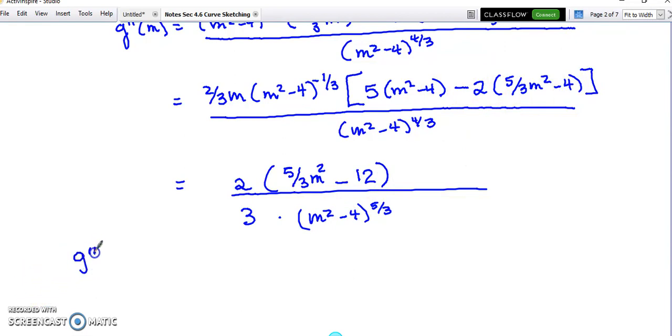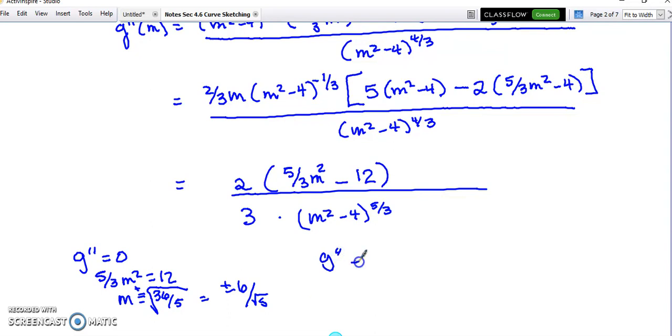So we find our possible points of inflection. G double prime equals 0 when the top equals 0. So 5/3 m squared equals 12. M equals, multiplied by 3/5, so 3 times 12, 36 fifths, and then square root plus or minus, which is going to be plus or minus 6 over the square root of 5. And then G double prime does not exist for m equal to plus or minus 2.